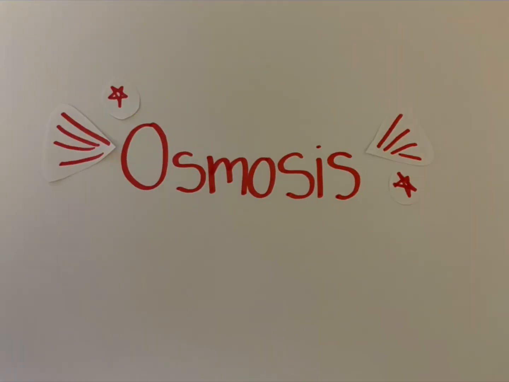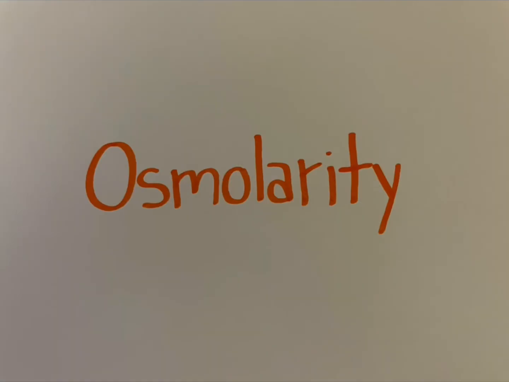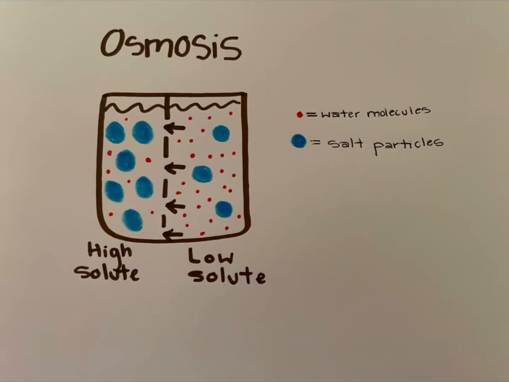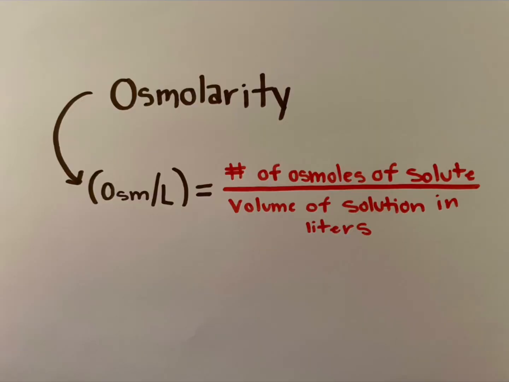Let's start off with understanding osmosis and osmolarity. Osmosis is the movement of solvent molecules through a membrane from a lower concentration to a higher concentration. The main goal of this process is to balance the concentrations on both sides of the membrane so that they are somewhat equal. In addition, osmolarity is how many solutes there are per amount of water. We can think of this as a ratio of solutes to water.